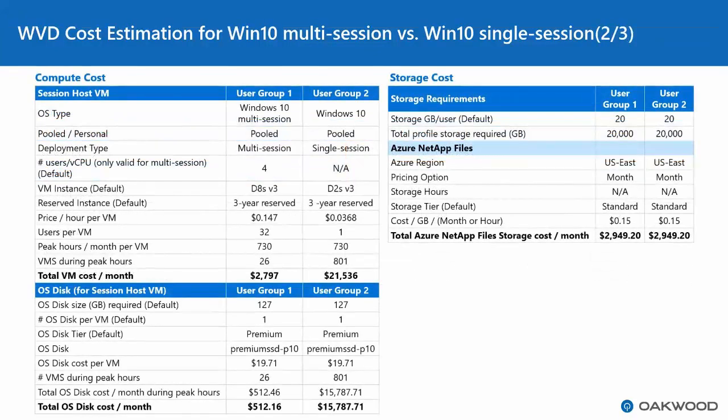When you start adding up the different resources required for each of these two scenarios, you start to see a very large price gap. So on multi-session, we have our VM cost at $2,797 per month. Now, if we turn to single session, where each one gets a small VM for every person, we're looking at over $21,000 per month. Again, you see the same thing with operating system disk costs, $500 versus over 15,000. In storage costs, they're relatively the same. Back-end storage is back-end storage.